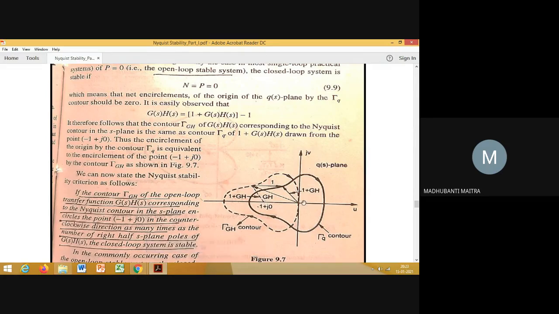And now, instead of counting the encirclement of the origin of the Q(s) plane by the Q(s) plane contour, we'll count the encirclement of the critical point, which is -1 + j0, by this GH plane contour in the counterclockwise direction. Is it clear?